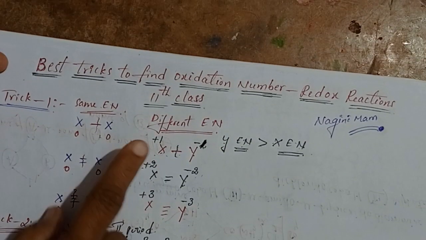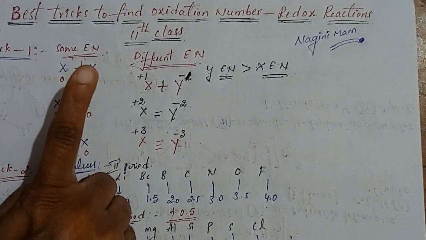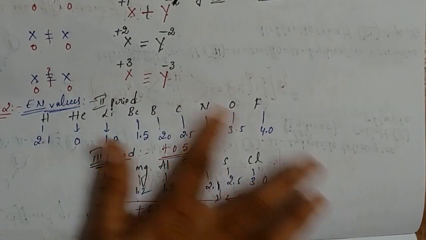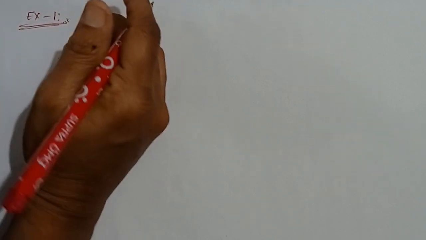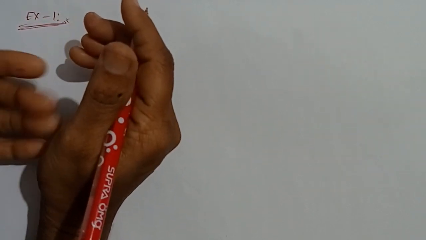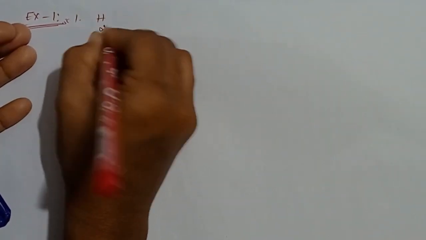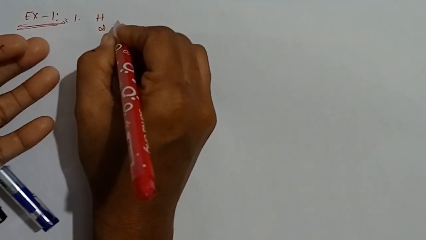Now I will discuss examples, students. Some examples of how to find the oxidation number by using these tricks. Okay, now by using these tricks, same electronegativity, different electronegativity, and based on these elements also. Now we are going to discuss the examples, students. I will take examples. First example. Before that, one example I will discuss, H2. The H2 molecule I am going to discuss.